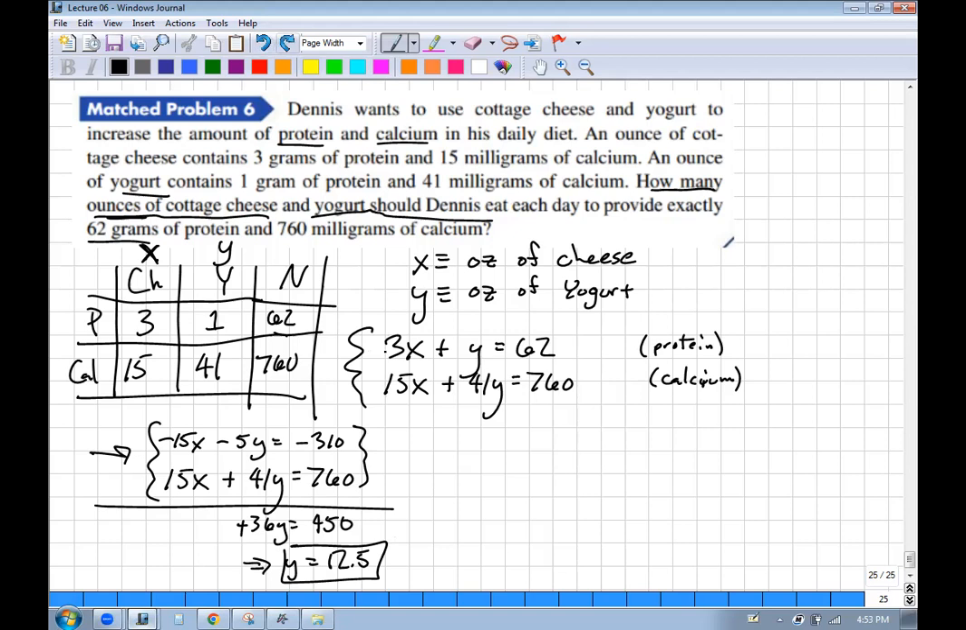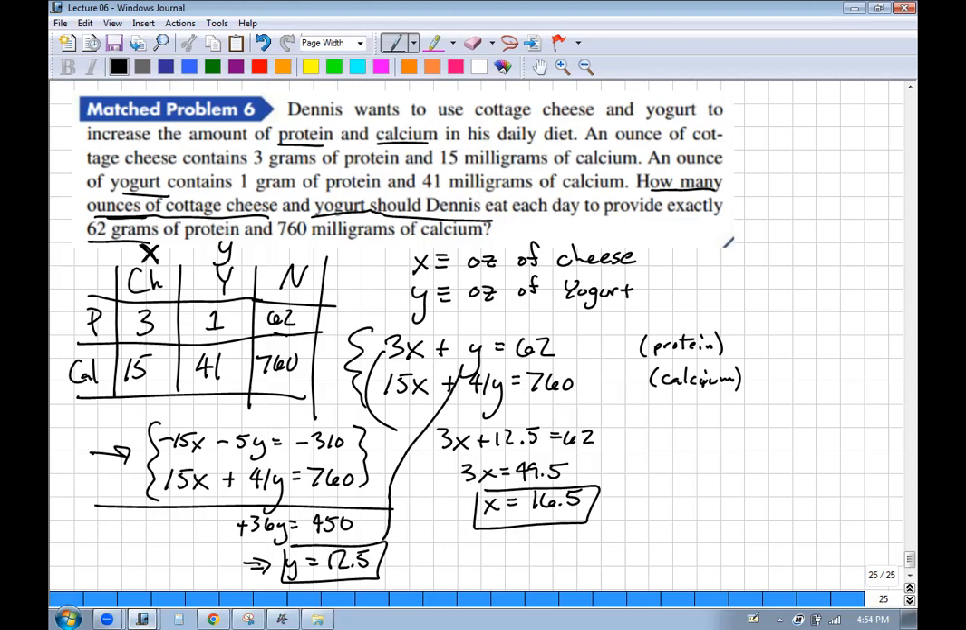It doesn't matter. If I plug it into this one, I have 3x plus 12.5 equals 62, or 3x equals, subtracting 12.5 from both sides, I got that. And then dividing both sides by 3, I get 16.5. So you see here, this isn't a whole lot of work. I'll plug that in here, and I get that.